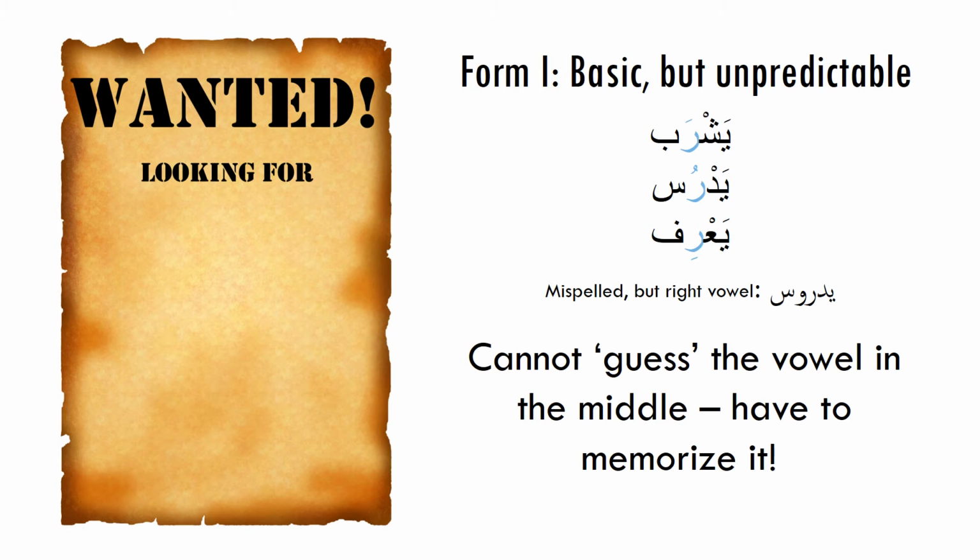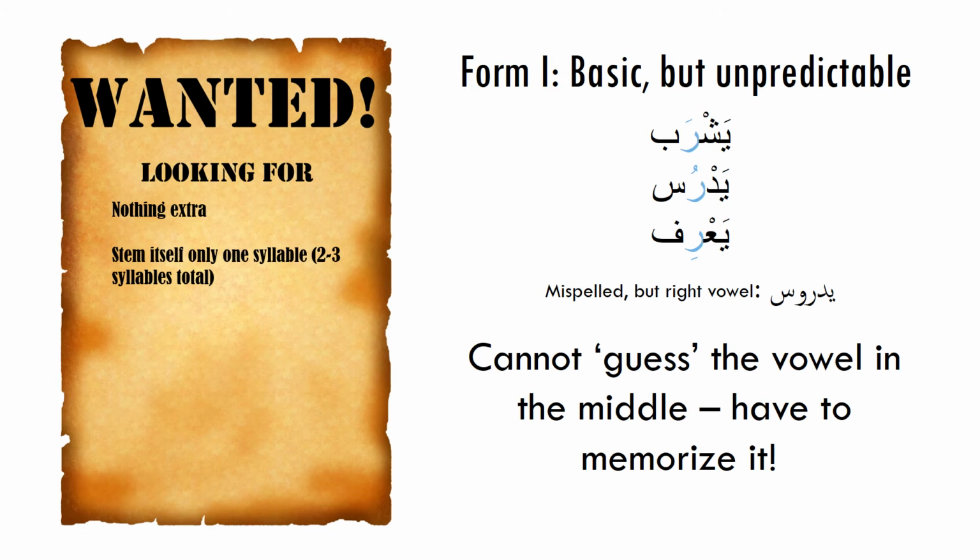I don't know why. We just do. So form one is the most basic of forms. And it's totally unpredictable. What we're looking for when we see a verb with form one, we're not going to see anything extra. There's no tas, there's no noons, there's no weird extra stuff on it, there's no alephs in the middle. It should just be three nice, simple letters, nothing fancy.